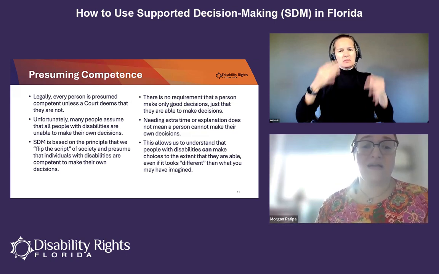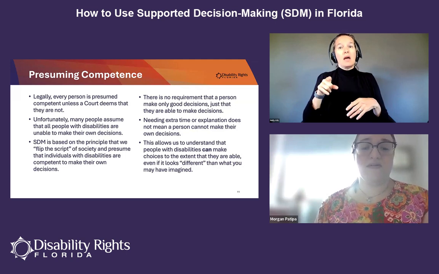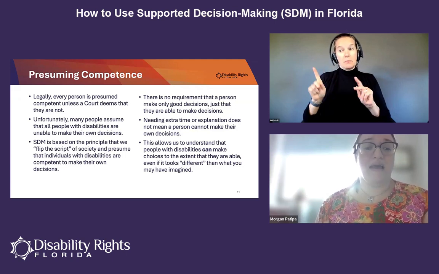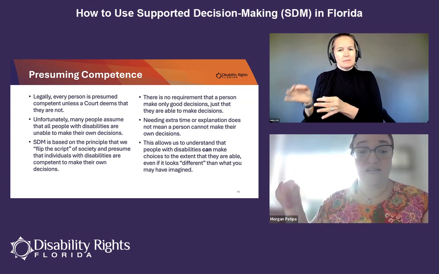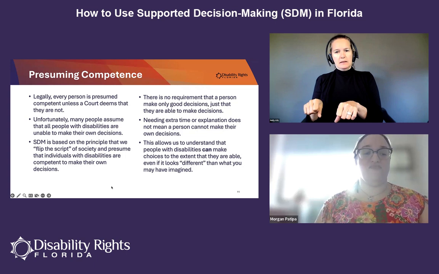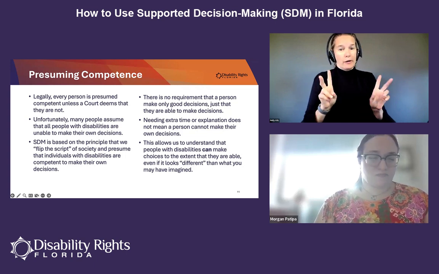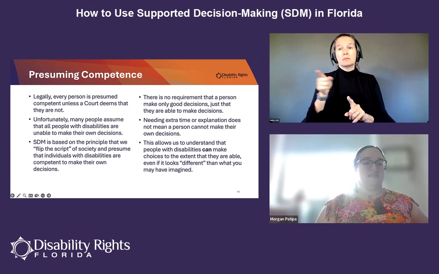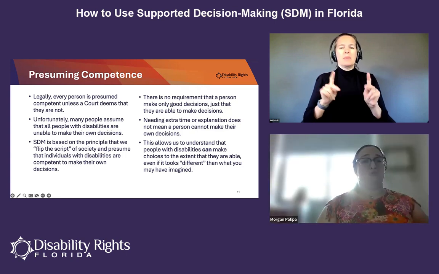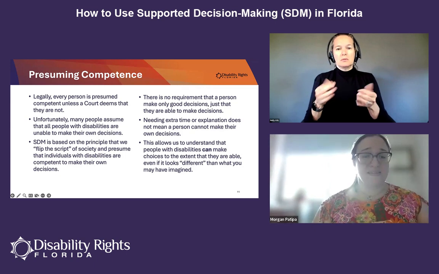So this allows us to understand that people with disabilities can make choices to the extent that they are able, even if it looks different, quote unquote, than what you might have imagined, right? So the point here is that people with disabilities can make decisions. It just may be in a different way or in a different manner, but that's okay.